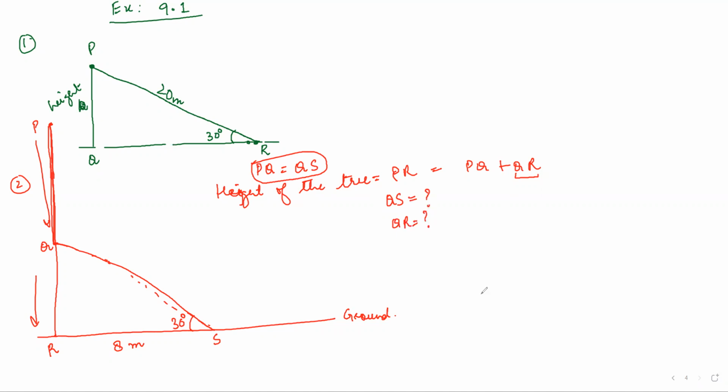Now, if I want to find QR first of all, look at the triangle. So in triangle QRS, you know the base. Base, you know, is 8 meter. And you want to find the perpendicular. So which trigonometric ratio should I take now?